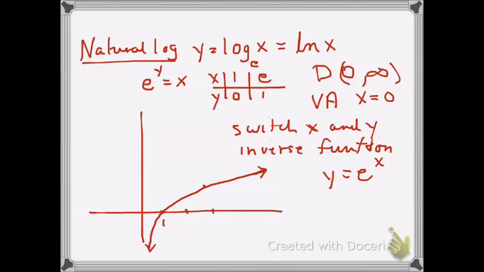We can simply switch the coordinates on the natural log graph, and we will have coordinates, instead of 1, 0, we'll have 0, 1. And instead of e and 1, we'll have 1 and e. So over here, here's our plot, over to 1 and up to 2.7, about so.